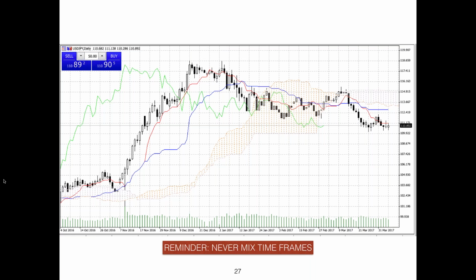Nonetheless, if you know the risks of trading a lower time frame despite the fact that it goes against the higher time frame, then you should limit your expectations because you're only trading bounces.